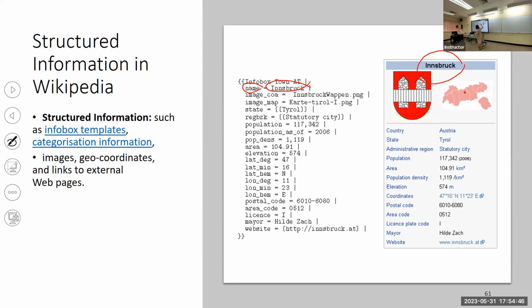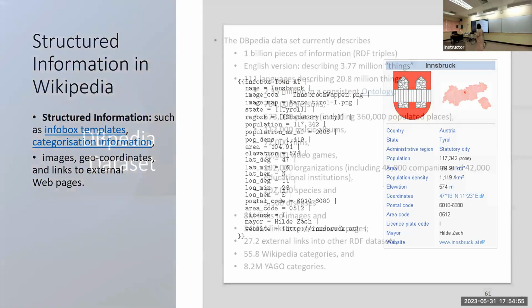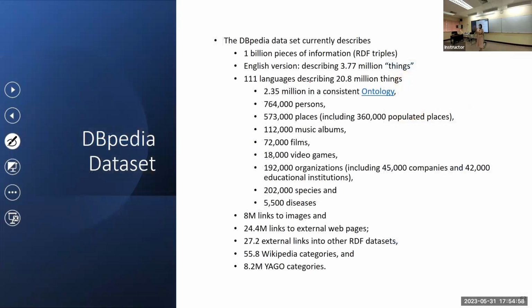There's also the image. There's also the image map. There's the state. There's the country. There's population size, the area, and everything. So this becomes available in DBpedia as part of DBpedia.